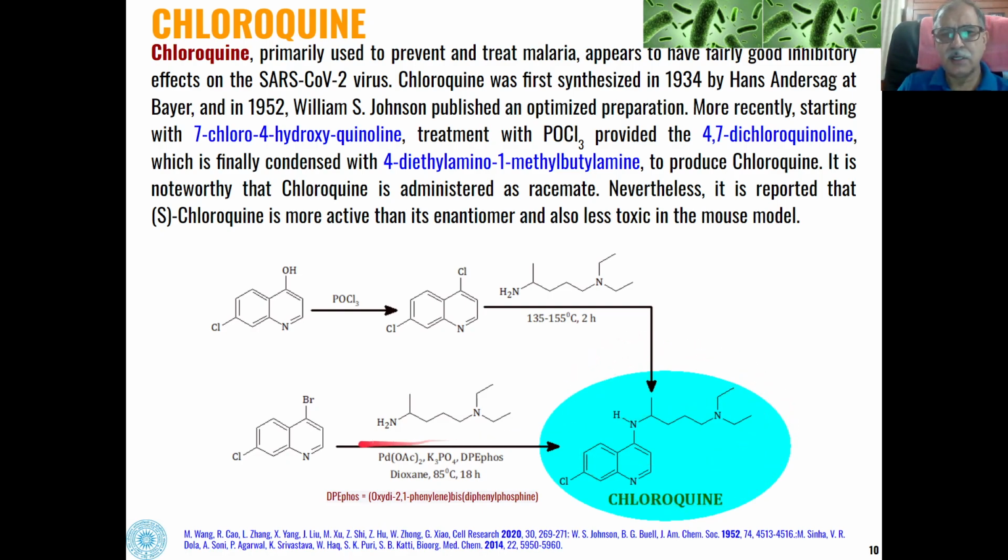Similarly, this can also be synthesized from this compound. So 4-bromo-7-chloroquinoline can also be used for the synthesis of chloroquine in presence of palladium acetate and other reagents which are same, that is 4-diethylamino-1-methylbutylamine. When this is condensed with this 4-bromo-7-chloroquinoline derivative under these conditions, this is converted into chloroquine.